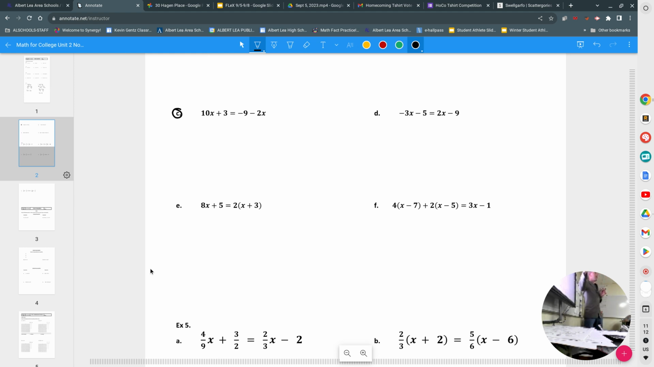Problem C, you have numbers and you have x's in different spots. Just decide where you want your x's, on the left or the right. Birthday girl, would you like your x's on the left or the right? Okay, so she wants them on the left-hand side. She's going to add that 2x over here. That's fine. We get 12x plus 3 is equal to negative 9. We subtract that 3. We get 12x is equal to negative 12. Divide by 12. x is negative 1.